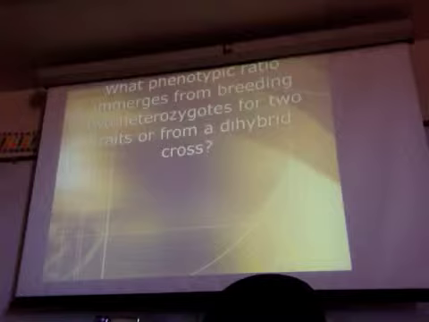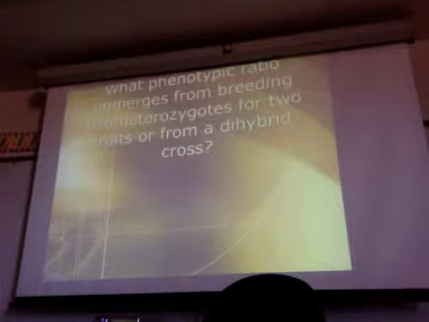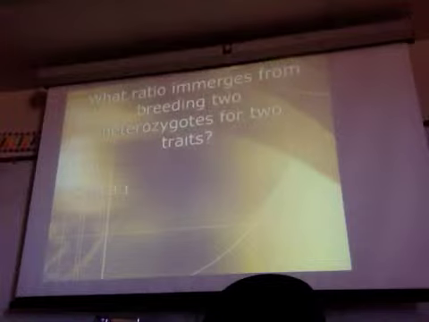All right. What phenotypic ratio emerges from breeding 2 heterozygotes for 2 traits, or, in other words, a dihybrid cross? So if you have 2 heterozygotes for 2 traits, pick whatever 2 traits you want. Big R, little r, big W, little w times big R, little r, big W, little w. So what is the phenotypic ratio? 9-3-3-1. Very good.